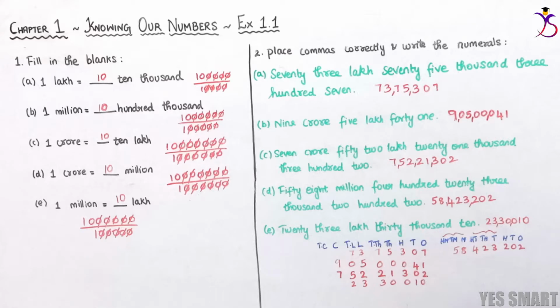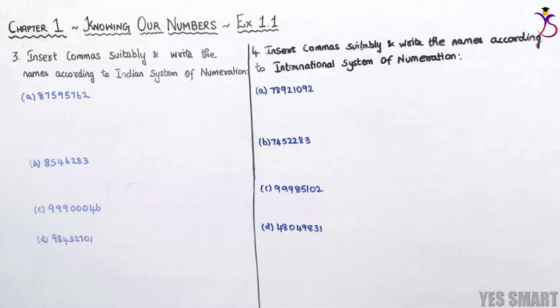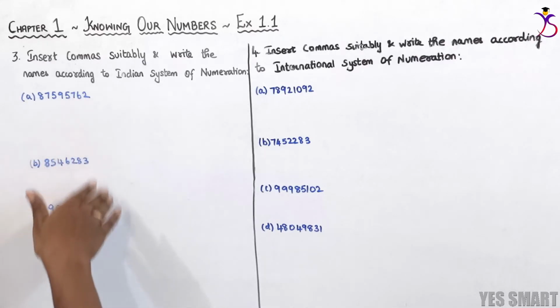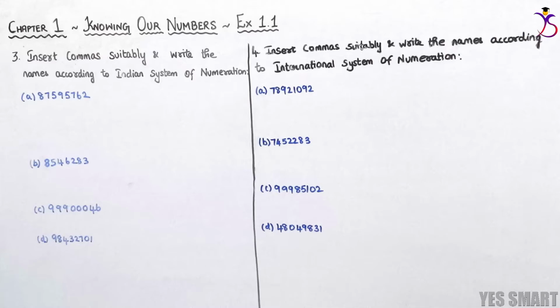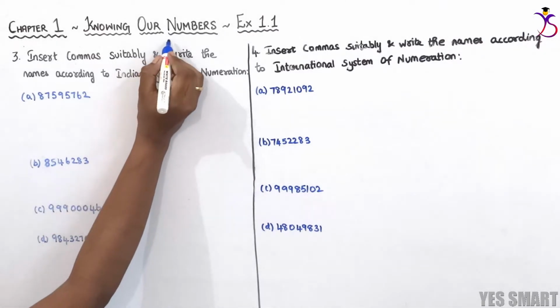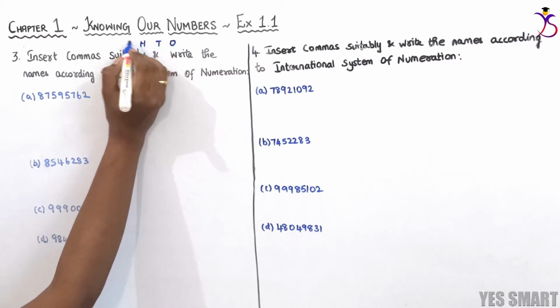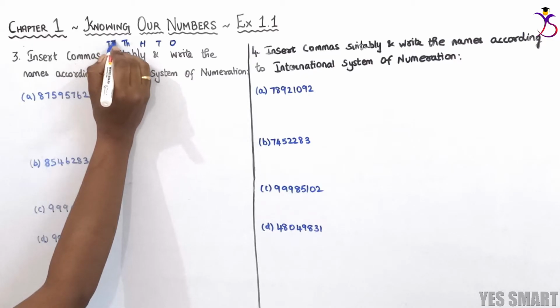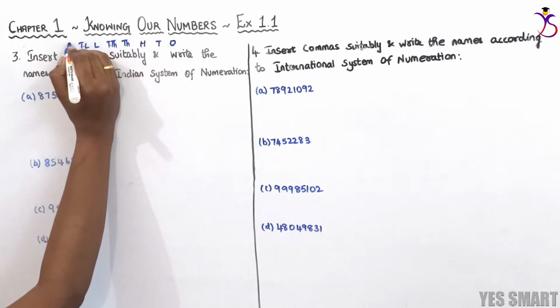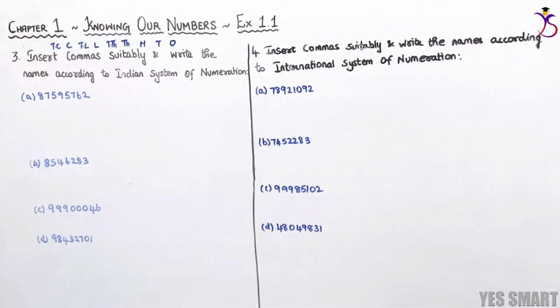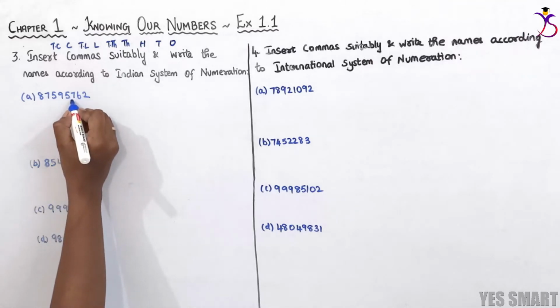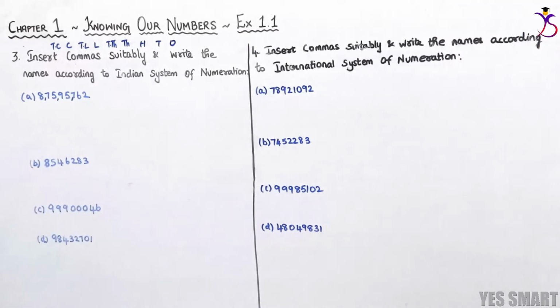Now let's move on to the third sum. Third sum, insert commas suitably and write the names according to Indian system of numeration. So in the given subdivisions, we are supposed to place the commas as per the Indian system. Also, we are supposed to write the number names as per the Indian system standards. So before starting, let's write the position names, that is ones, tens, 100, 1,000, 10,000, lakh, 10 lakh, crore, then comes the 10 crore. Now let's start with placing the commas. As per Indian system, we will be placing the commas after three digits, then followed by two digits.